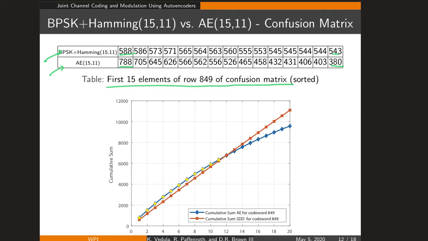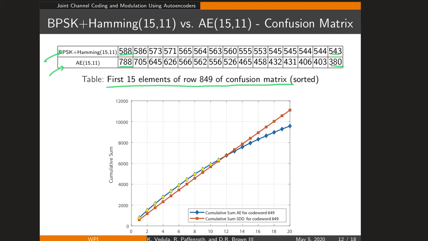This means that every Hamming code word has equal probability of making an error, whereas in the autoencoder, certain code words have more probability of making an error than other code words. This is also reflected by their structure. Hamming code has a symmetrical structure. It has a pattern, whereas autoencoders do not have a pattern.